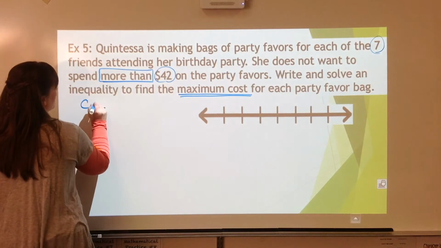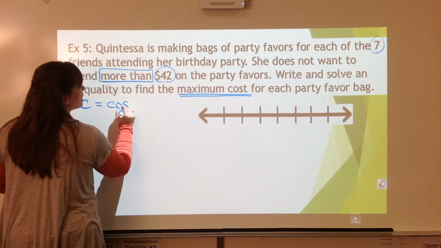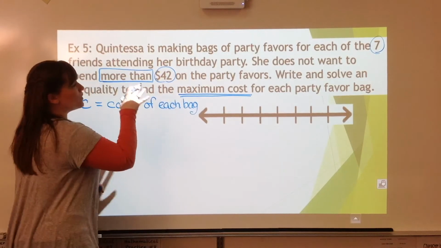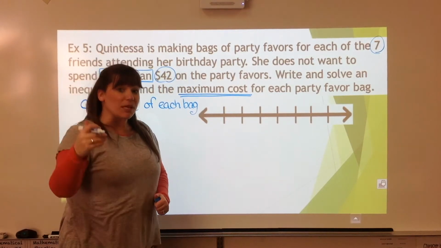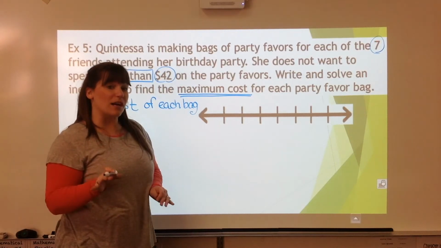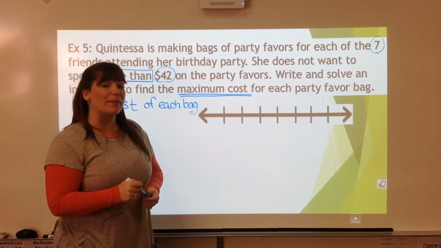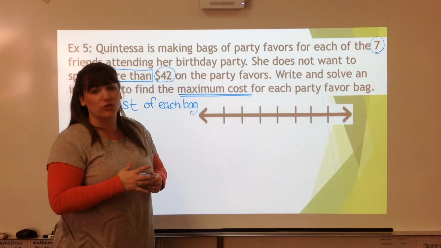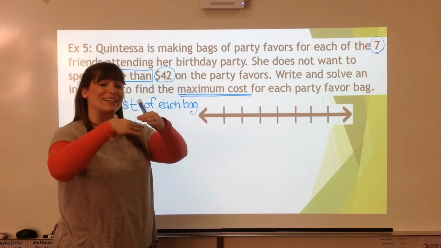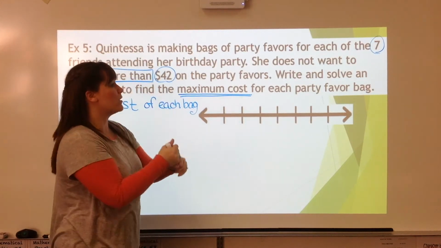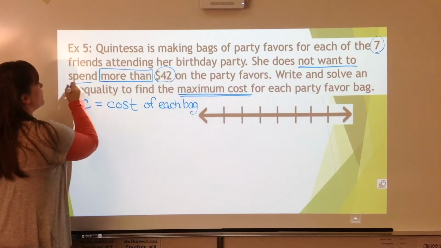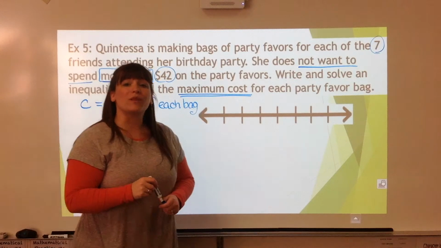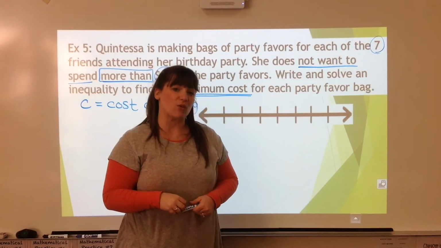Let's define that right away. C is going to be the cost of each bag. And we know our total can't exceed $42. It can be exactly $42. That's okay. She has enough money to do that, but she doesn't want to go over that amount. So that idea of not exceeding or not going over, she does not want to spend more than $42, lets us know that we need the less than or equal to symbol.